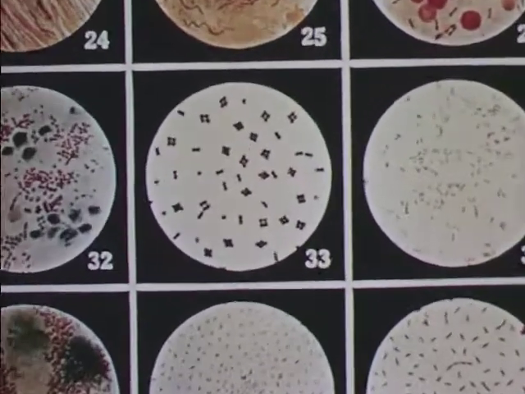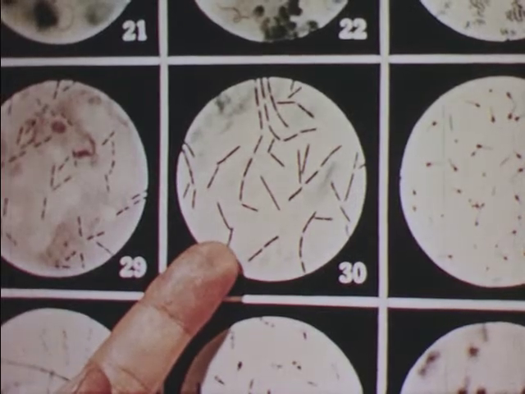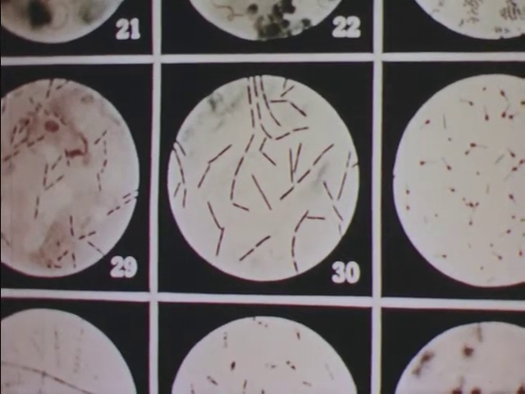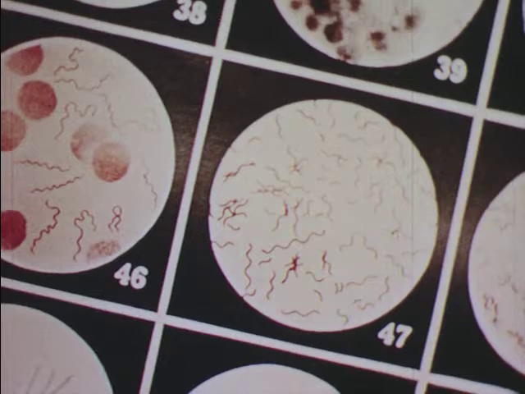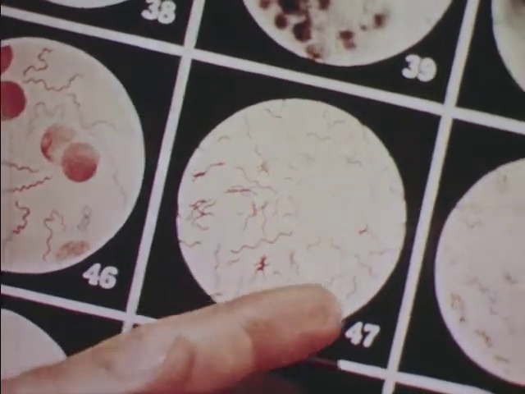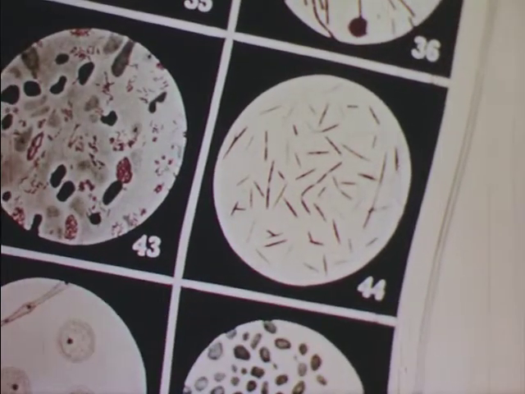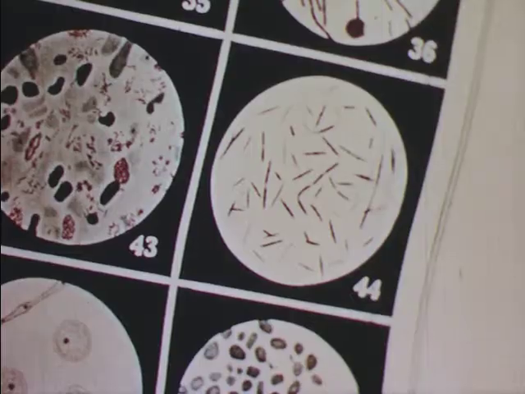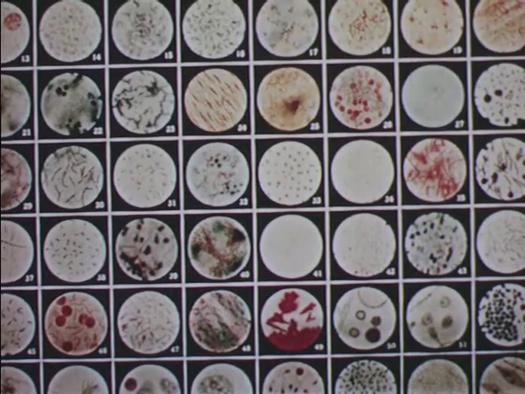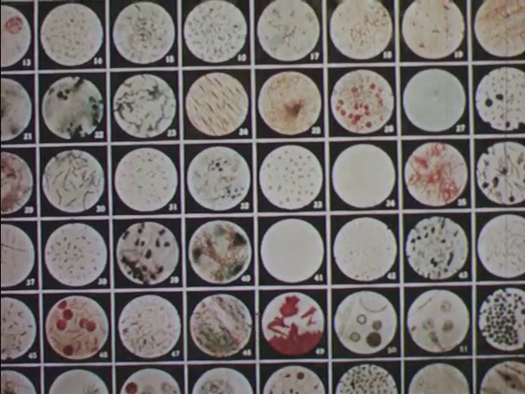The cocci, that are round like these, that are common in the air. The bacilli, that are rod-shaped like these from gas gangrene. The spirilla, that are spiral like these taken from a sample of well water. And the filamentous forms, such as these thread-like ones. Structure or shape is one of the principal characteristics used by bacteriologists to classify or identify different kinds of bacteria.